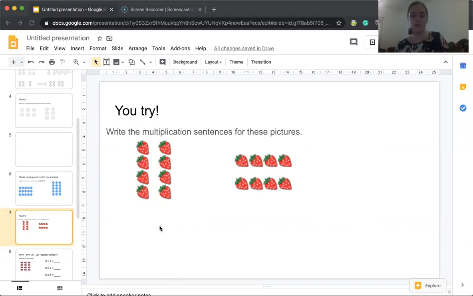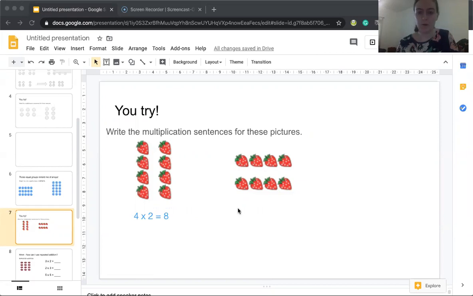All right, let's take a peek. So here I have how many rows? 1, 2, 3, 4. So I am going to write 4. Now, how many columns do I have? 1, 2. So I'm going to say 4 times 2. And I could count them, but I know from practicing my basic facts already that 4 times 2 equals 8.